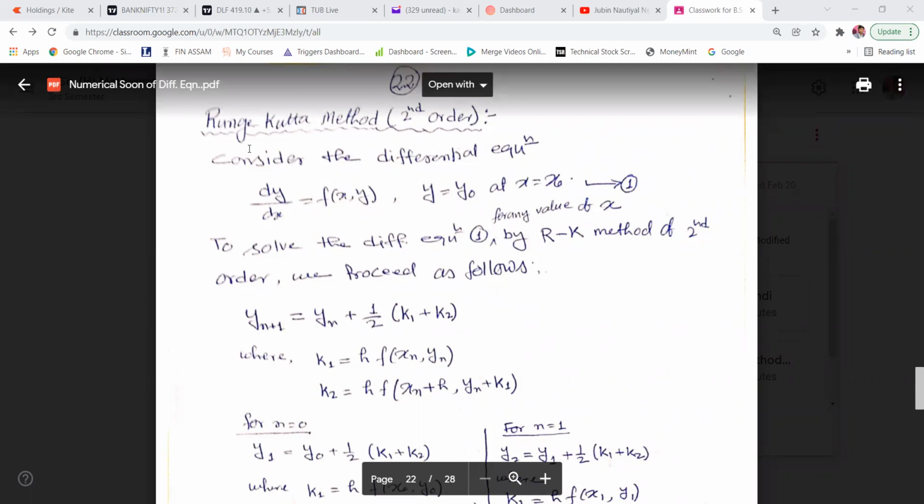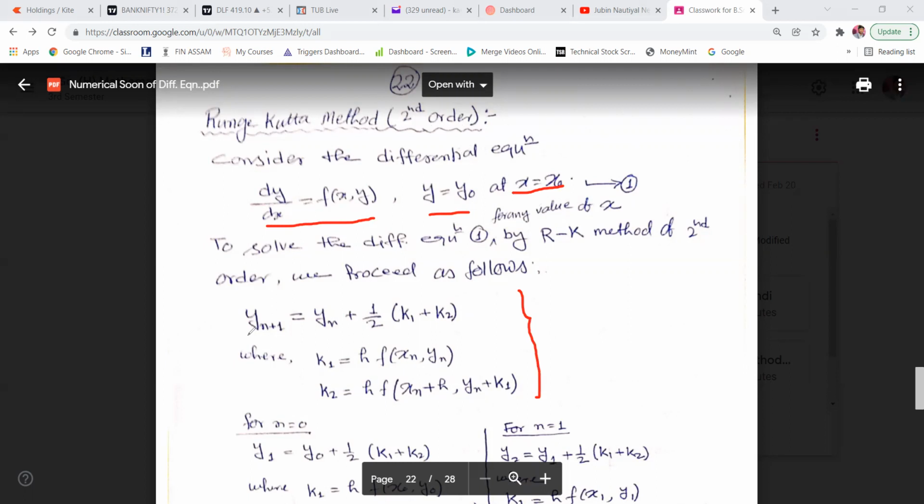So the Runge-Kutta method of second order will be defined like this. Suppose you have an ordinary differential equation of order 1: dy by dx is equal to f of x, y, where y is equal to y0 and x is equal to x0. So your initial condition is given. To solve this differential equation by Runge-Kutta method of second order, we need to proceed like this. This part you need to remember.